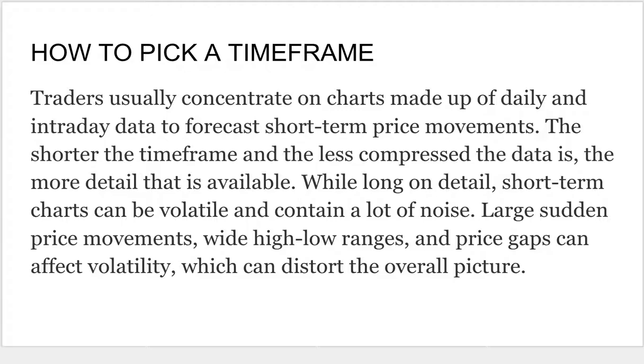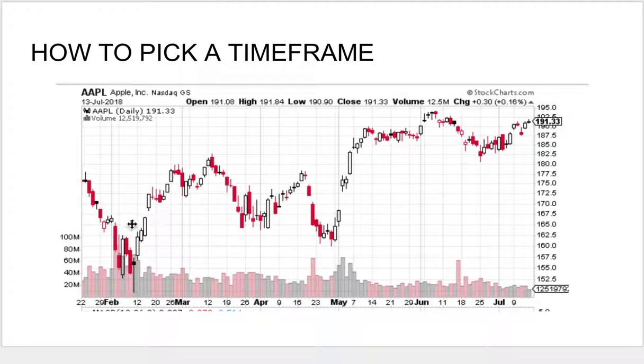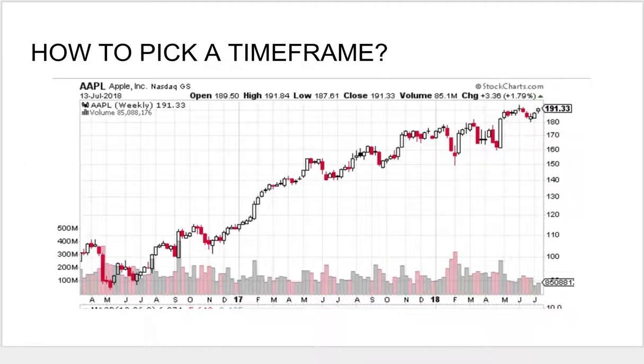The other thing to talk about is who is going to pick what. Day traders usually concentrate on short-term price movements, so they're looking at an intraday chart or maybe even a daily chart. The shorter the time frame, the less compressed the data is, and the more detail is available. While long on detail, short-term charts can be extremely volatile and contain a lot of noise. For example, in this one you see a lot of movement, but on the longer time frame since February, there's not a lot of price movement. That's what it really means.